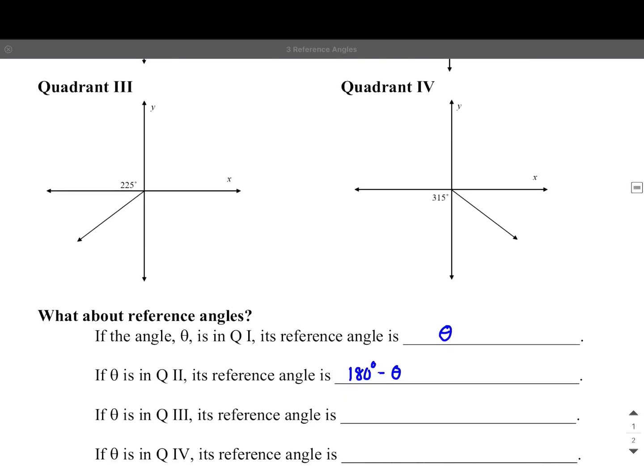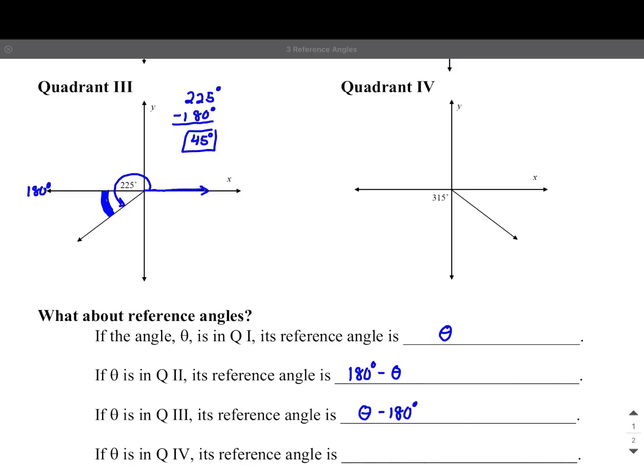Now if we're in the third quadrant, so we started our initial side here. We rotate all the way around here. It went past 180 degrees. But how close to the x-axis is it? That's like asking how far past the x-axis did we go. So since our angle is bigger than 180, we take 225 degrees and we subtract 180 degrees. And that gives us 45 degrees. That means that this angle in here is 45 degrees. That's the reference angle. So this time we took our angle and we subtracted 180 degrees.